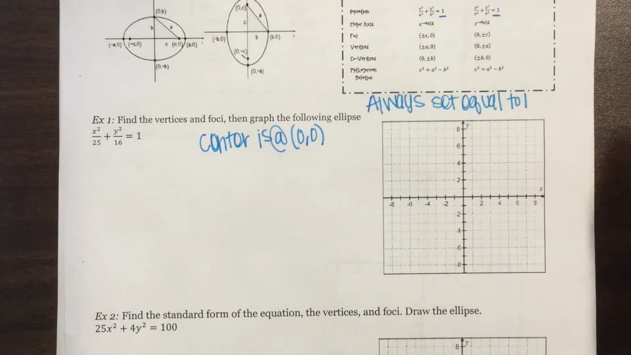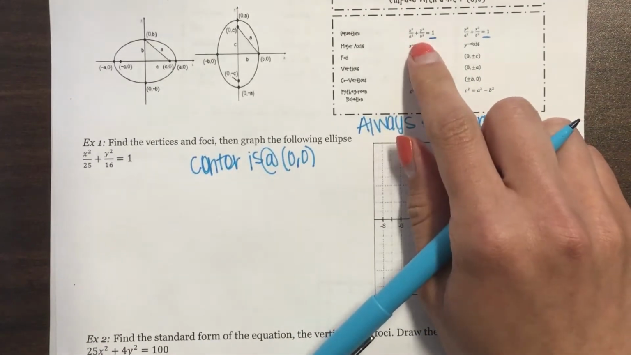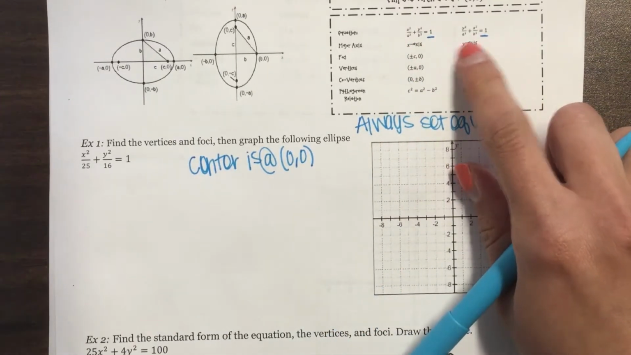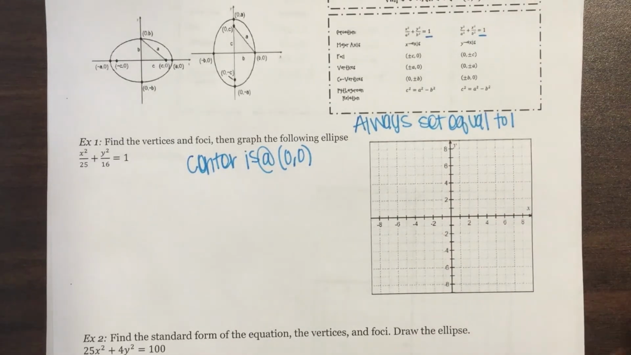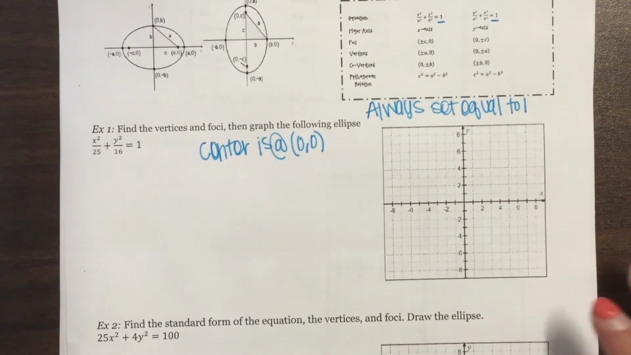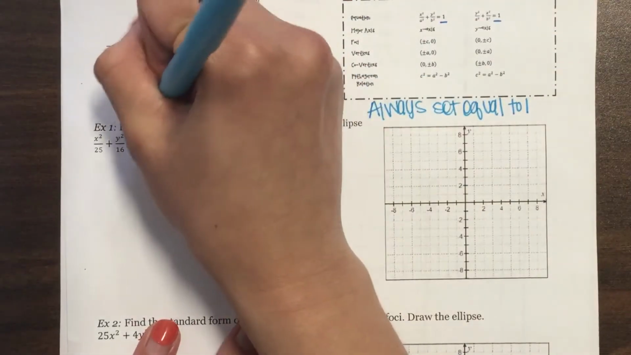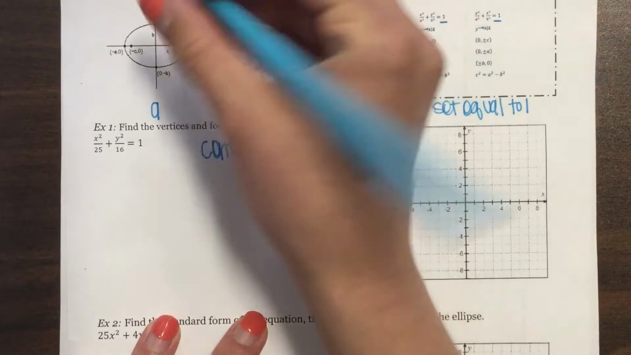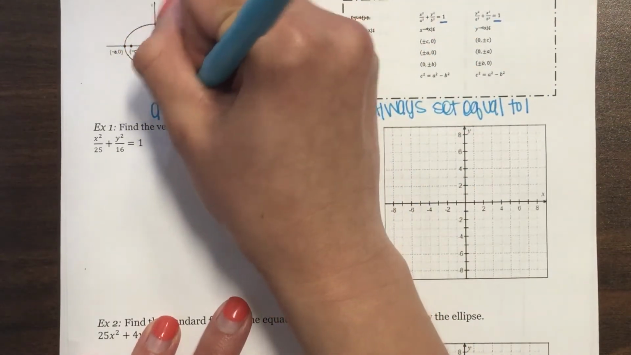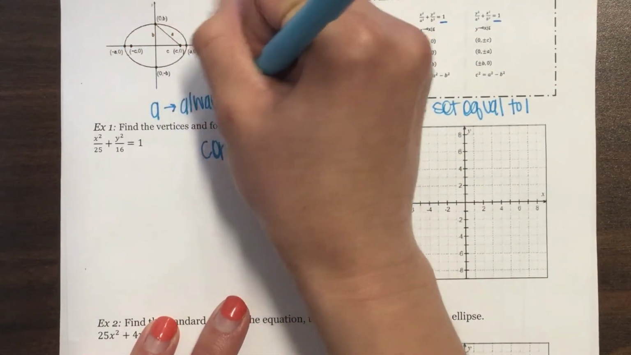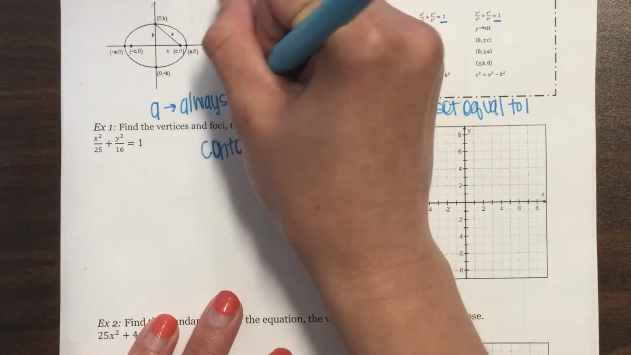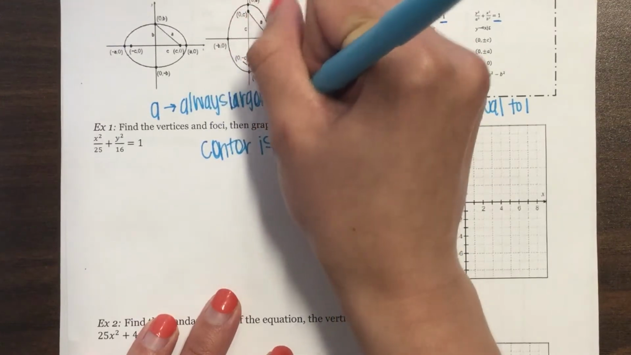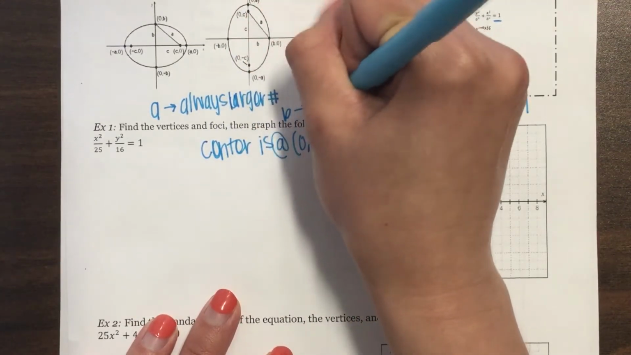Okay. Then we have this a squared and b squared. And see how this is a squared and b squared, but the y's on top here? We're not going to worry about really switching our x's and y's. The biggest thing I want you to do with your a squared and b squared: a is always under the larger number, or is always the larger number. And b is always the smaller number.